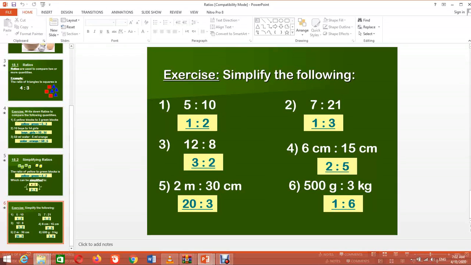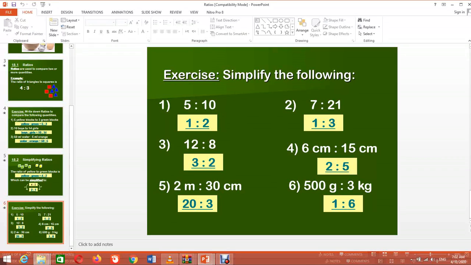200 centimeters to 30 centimeters. 10 will cancel 200 to be 20, and 10 will also cancel 30 to be 3. So the ratio of 200 centimeters to 30 centimeters has been reduced to 20:3. Then 6. 500 gram to 3 kilogram. Here the units are not the same, just as in exercise 5, where we changed 2 meters into centimeters, and we had 200 centimeters. So the units were the same.